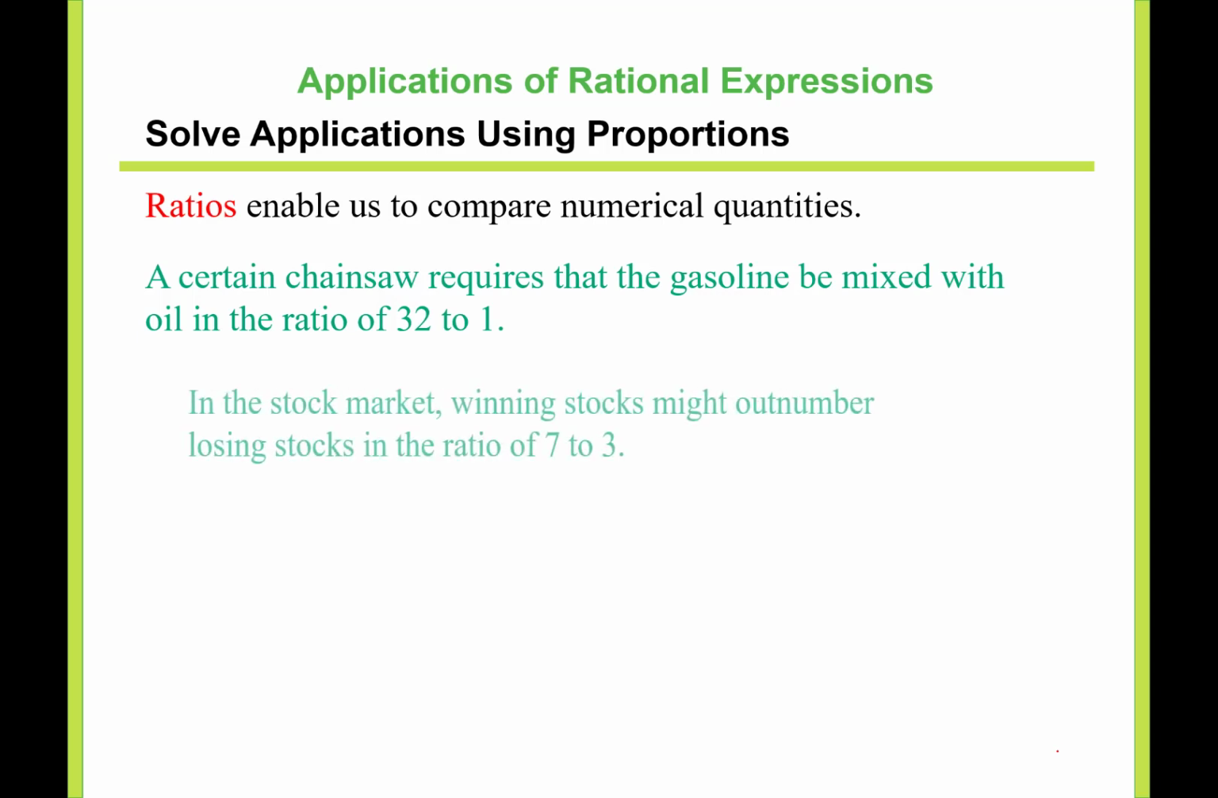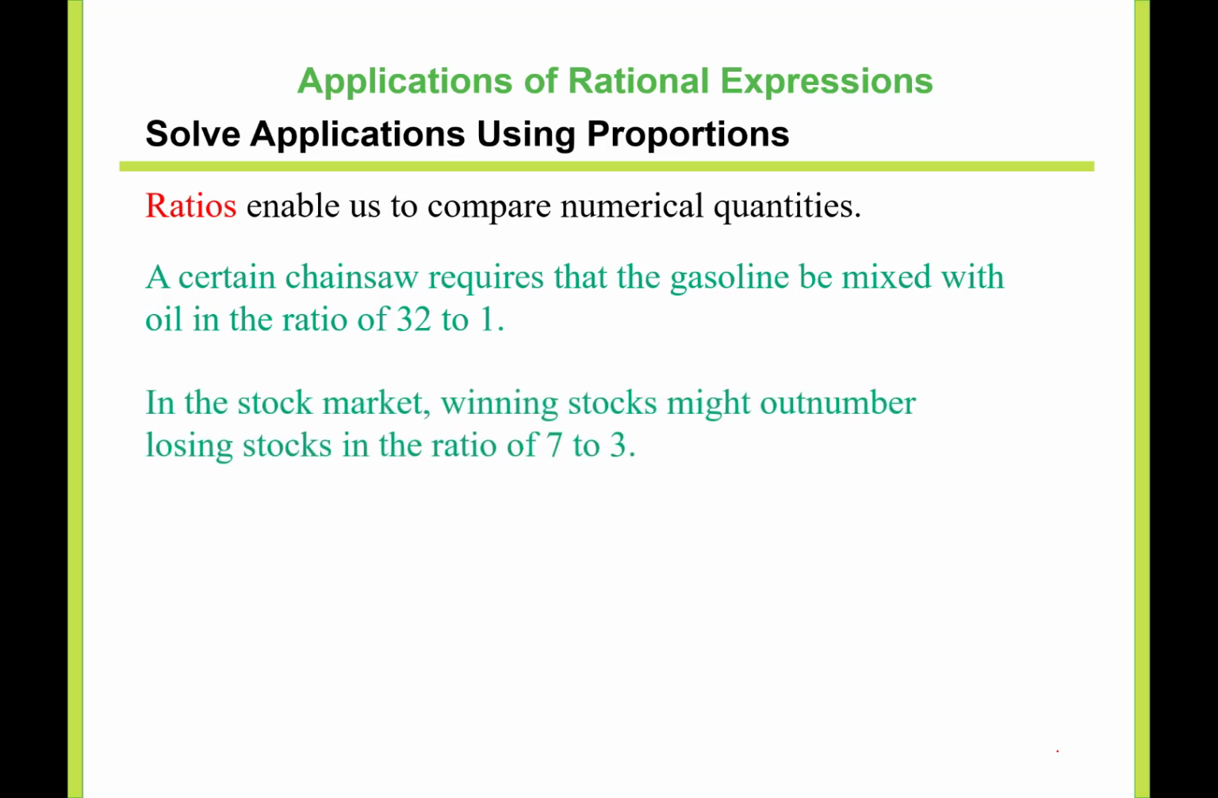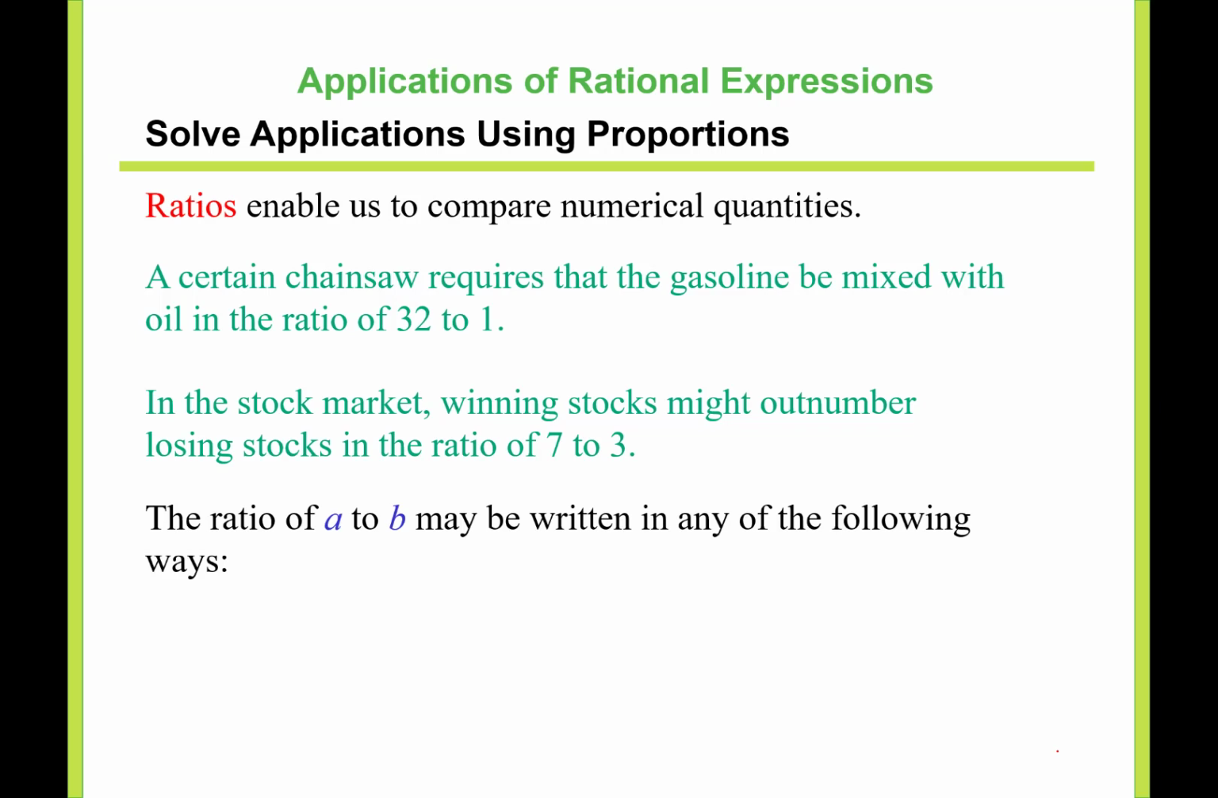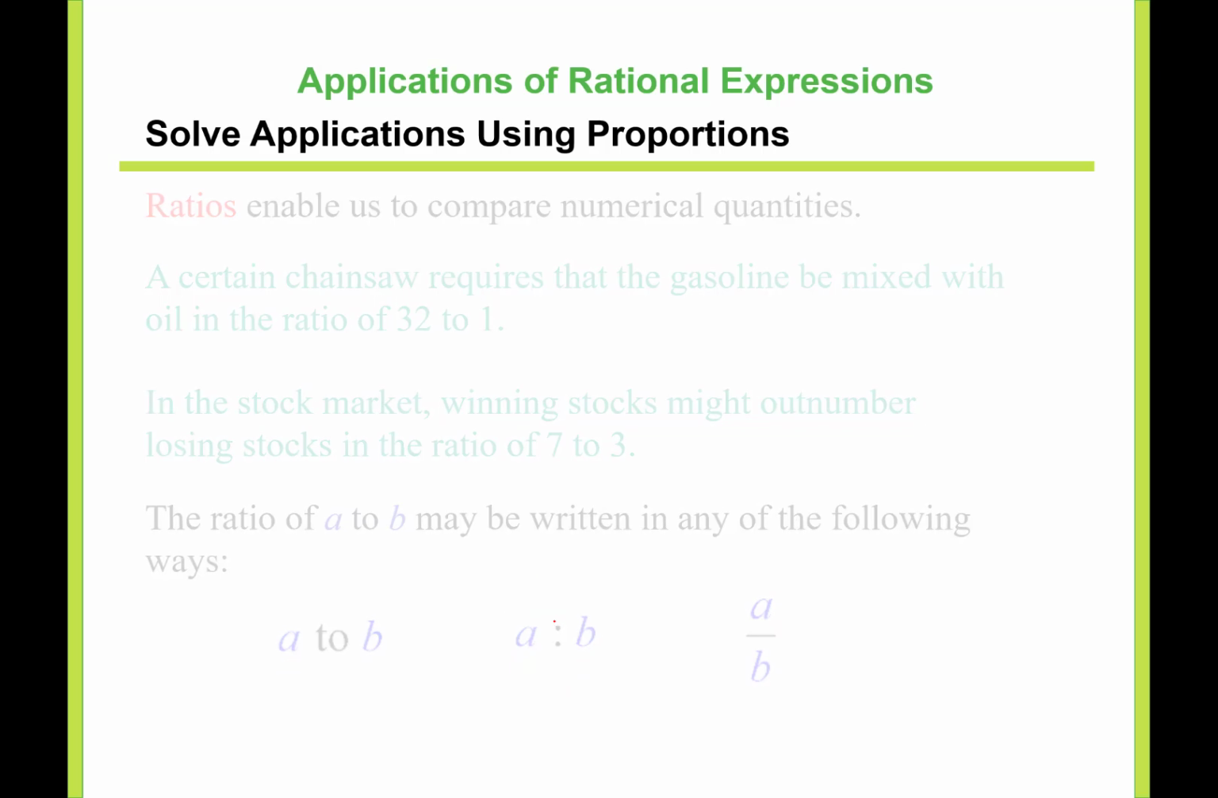So real quick, a certain chainsaw requires that the gasoline be mixed with oil in the ratio of 32:1. Now, in the stock market, winning stocks might outnumber losing stocks in the ratio of 7:3, and the ratio of A to B may be written any of the following ways. So just be familiar with this. A to B, this is A to B. The next one, we have A:B using this right here, that is still A to B.